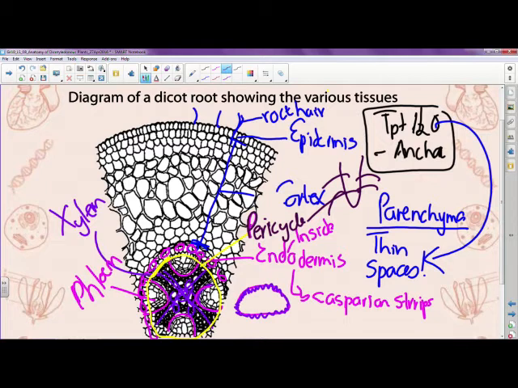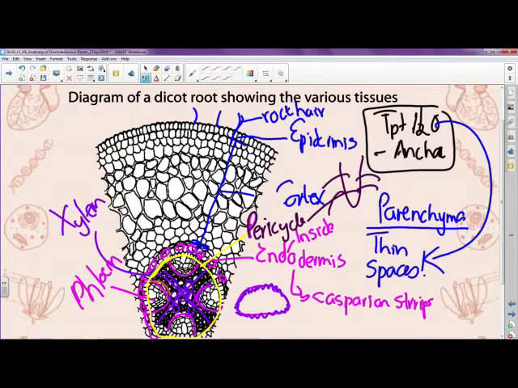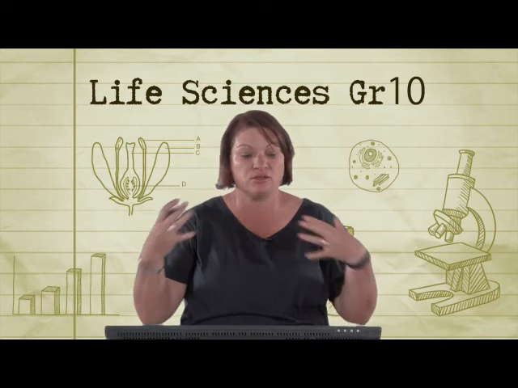Now, on the inside here, let's make another color, like a red, we're going to find, surrounding the phloem, a tissue called cambium. Now cambium is meristematic. What does meristematic tissue do? Meristematic tissue can divide, and when it divides, it can give rise to more tissue. So in the case of the xylem and the phloem, cambium can make more xylem and more phloem.